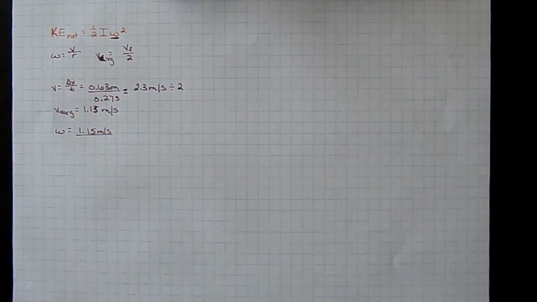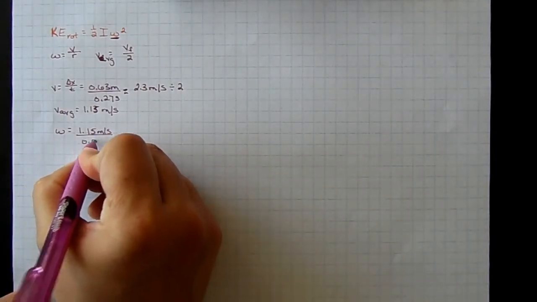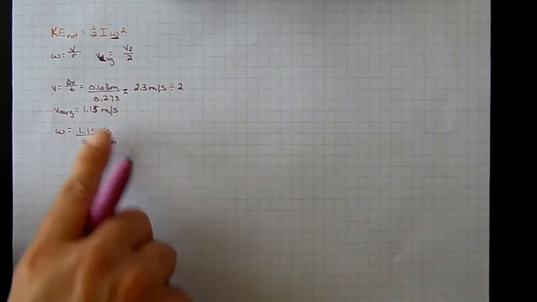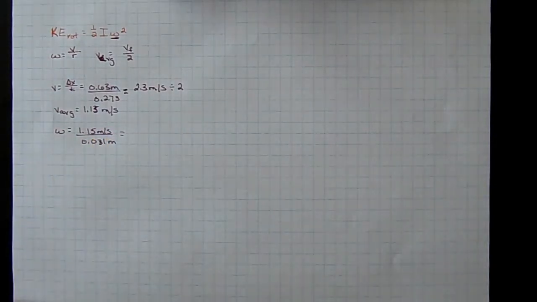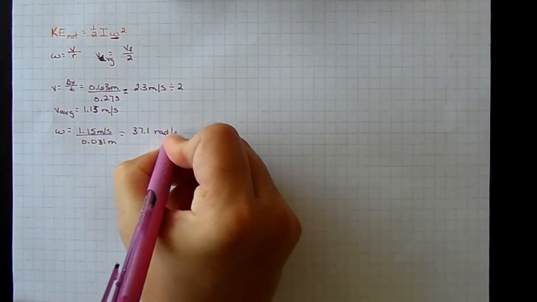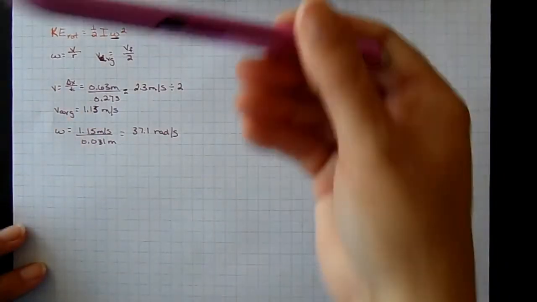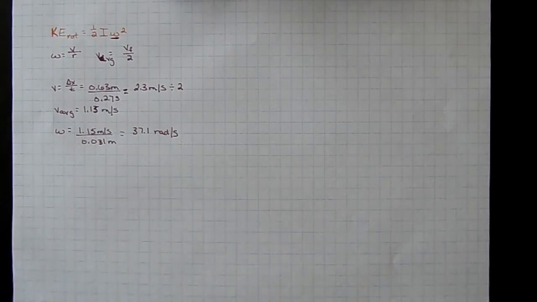go get a ruler, measure the radius of your object. Mine was 3.1 centimeters, so it's going to be 0.031 meters. Make sure you convert that, right? Because if we want to divide these, they have to be in the same units. So that is going to be 37.1 radians per second. Okay, so that gives us our angular velocity. All we had to do was find our average velocity and our radius, and that gave us that one.